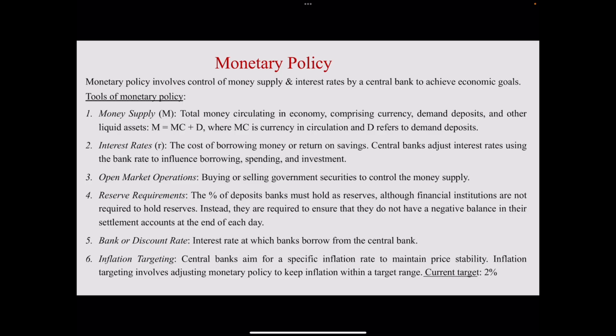So we denote that as M, money supply, is equal to MC, currency in circulation, plus D, referring to demand deposits. Now there are different measures of money supply. There's usually an M1, which is simply currency in circulation plus demand deposits. Then there's M2, which includes those and somewhat more items as well, as discussed in chapter 3 of the textbook.